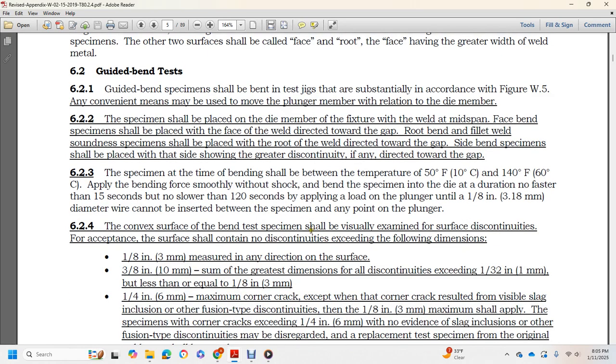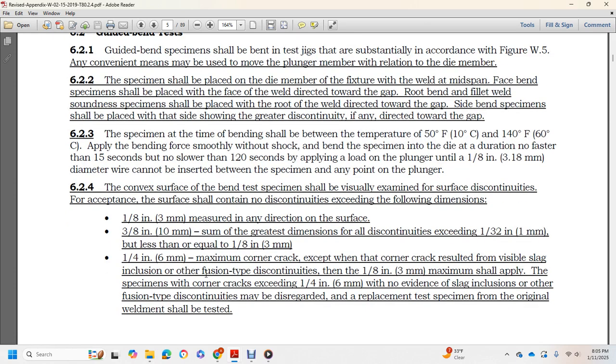6.2.4. Convex surface of the bent test specimen: visually examine the surface for discontinuities for acceptance. The surface shall contain no discontinuity exceeding the following dimensions: 1/8 of an inch measured in any direction on the surface; 3/8 of an inch, the greatest dimension of all discontinuities exceeding 1/32 of an inch but less than or equal to 1/8 of an inch; and 1/4 of an inch maximum for corner cracks, except that for corner cracks resulting from visible slag inclusion and fusion type discontinuities, 1/8 of an inch maximum shall apply.